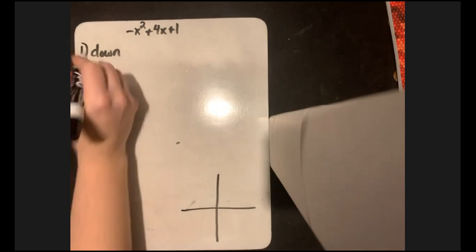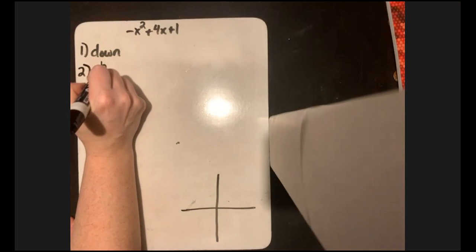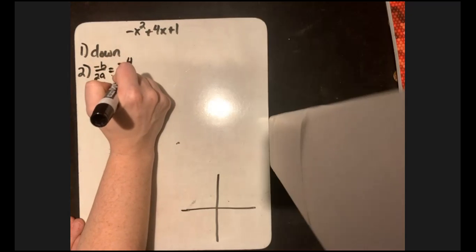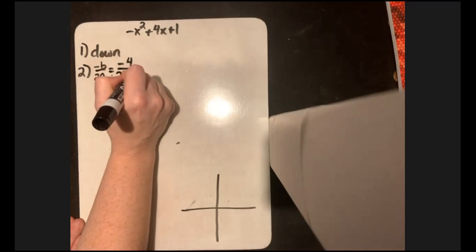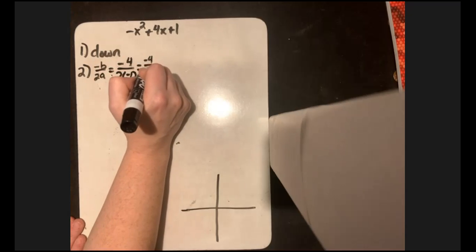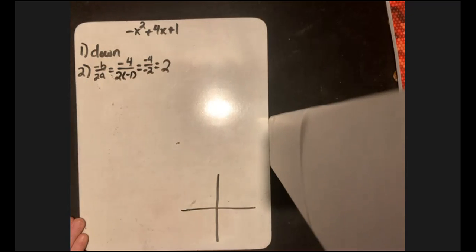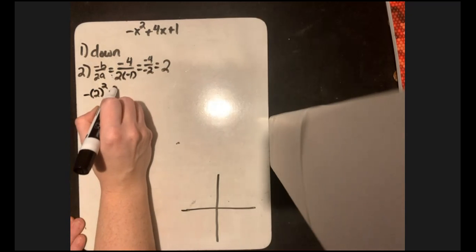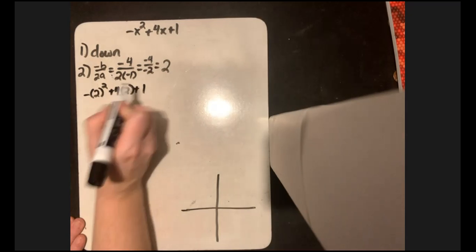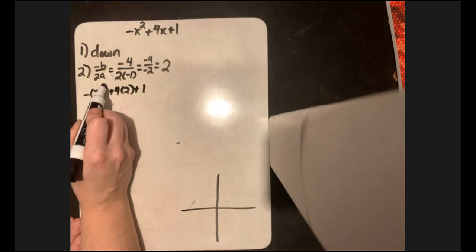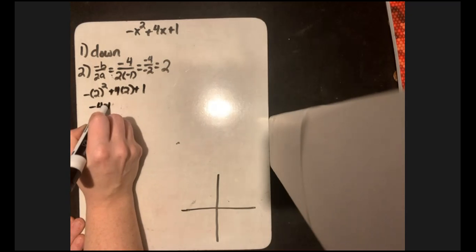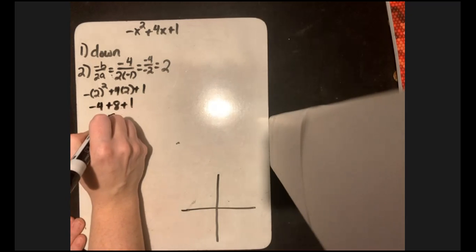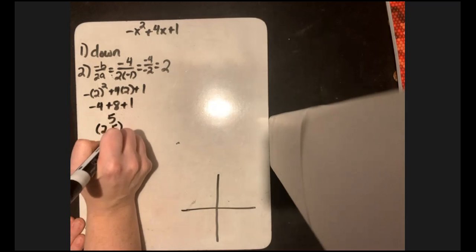Secondly, I need to find my vertex. So we start by doing negative b over 2a. So we have negative, my b is 4, over 2 times my a, which is negative 1. So we've got negative 4 over negative 2. Dividing that, I get 2. And now we're going to plug that back in. So I've got negative 2 squared plus 4 times 2 plus 1. So 2 squared is going to be 4. So I've got negative 4 plus 8 plus 1. Negative 4 plus 8 is 4, plus 1 is 5. So I have the point (2, 5).